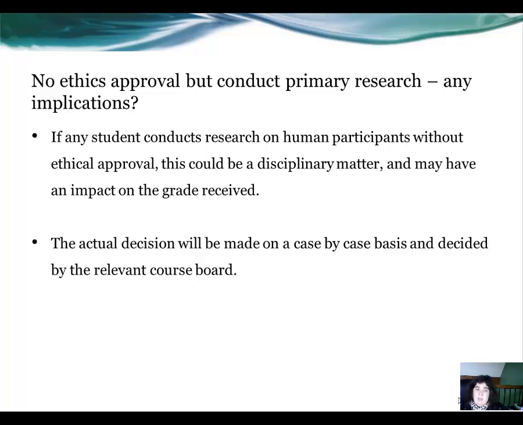No research ethics approval, but you conduct primary research. Any implications? Absolutely. This is a disciplinary matter, and it will have an impact on the grade received. Though the situation will be looked on as a case-by-case basis and decided by the relevant course board.